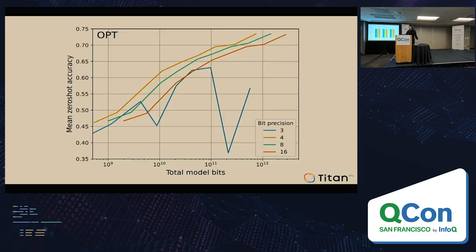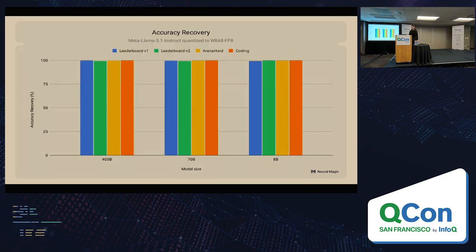This goes on to some great research that Neural Magic did on this. So they showed that, firstly, if I quantize models, so here they have the accuracy recovery. This is when they take original bit precision models and then quantize them.